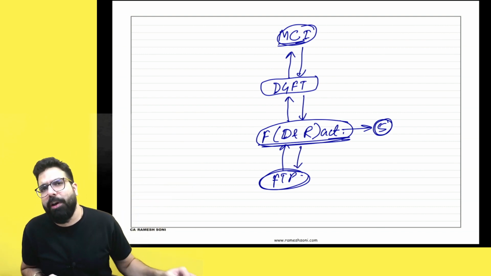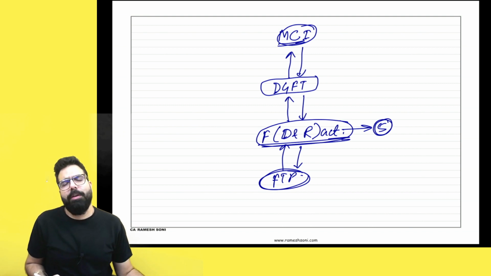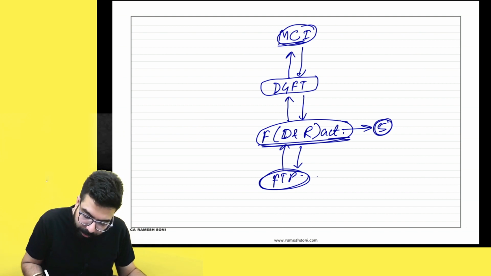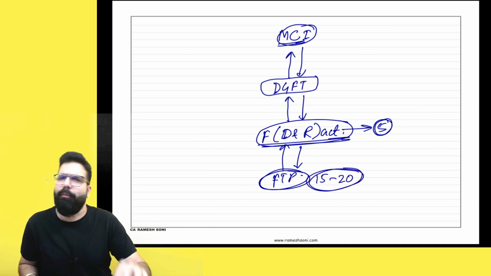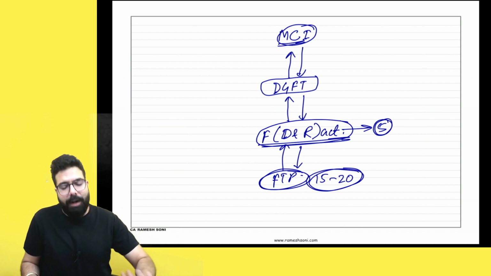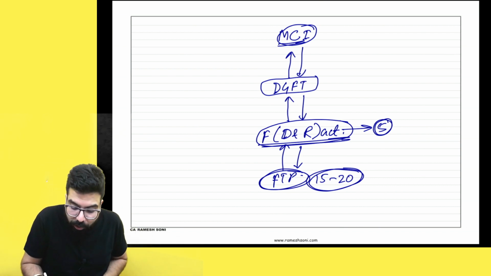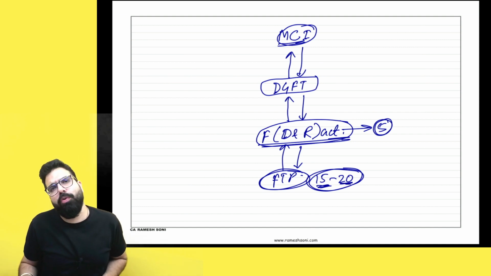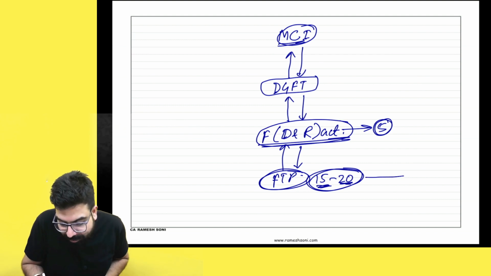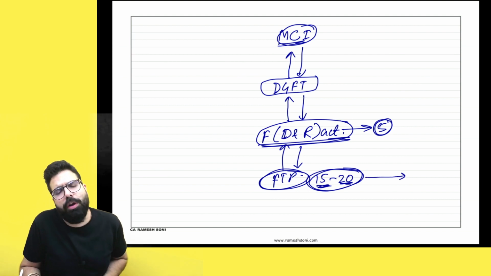Baba, this foreign trade policy was made for the years 2015 to 2020. Every 5 years a foreign trade policy was made. But now listen to me very carefully. This foreign trade policy for 2015 to 2020 expired in 2020. It was still extended till 31st March 2023.